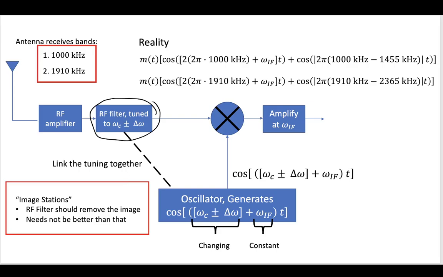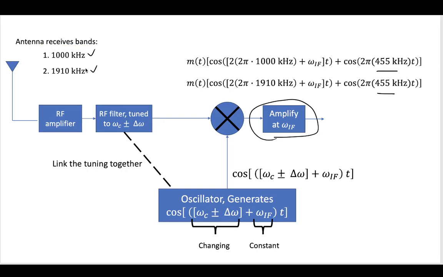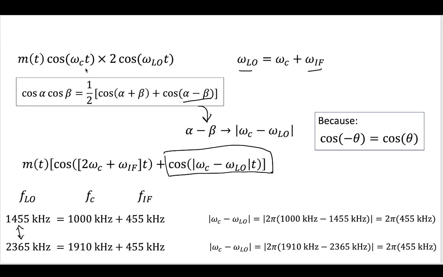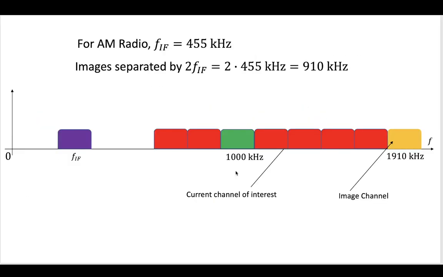So as long as you can remove the image, when you make this amplification here, you will only be amplifying one channel and not that second image channel. And that second image channel, again, comes from the fact that these two cosine waves are being mixed together like this, and we have this cosine property that effectively results in the term we're interested in being an absolute value difference between omega c and this omega low. So these are our two image channels, 1000 and 1910.